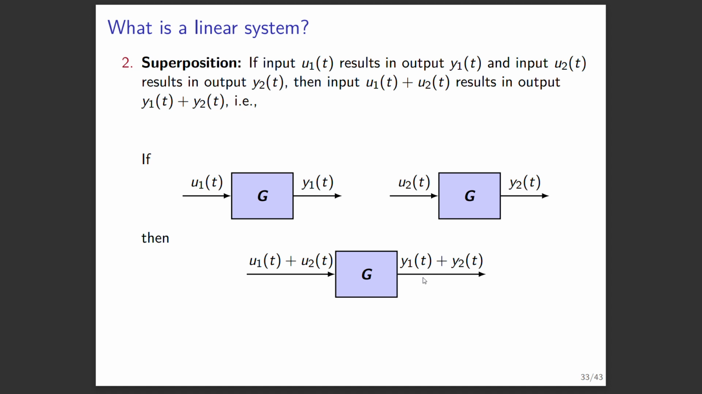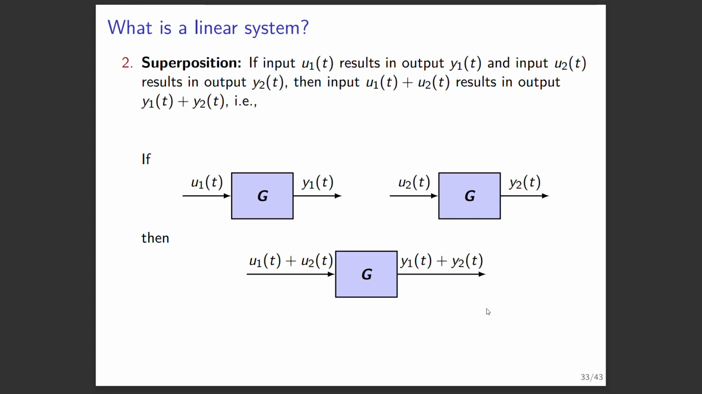The second property is superposition. If I have input number 1, which produces output number 1, and I have input number 2, which produces output number 2, if I add them up and feed them to the same system, the output is going to be output number 1 plus output number 2.